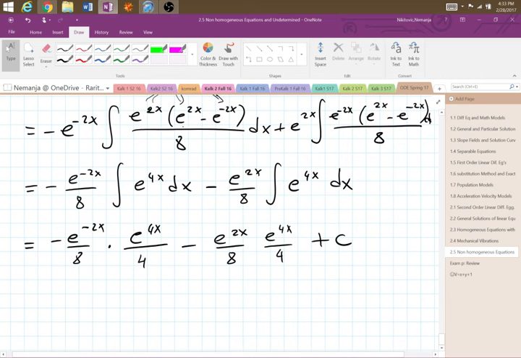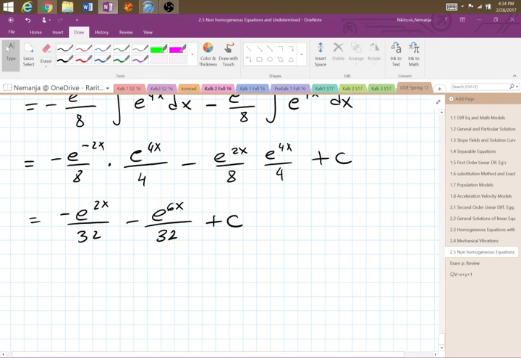Now imagine the limits after this. The initial condition. So now when you multiply this, you get negative e to the 2x over 32 minus e to the 6x over 32 plus c. That's your yp.